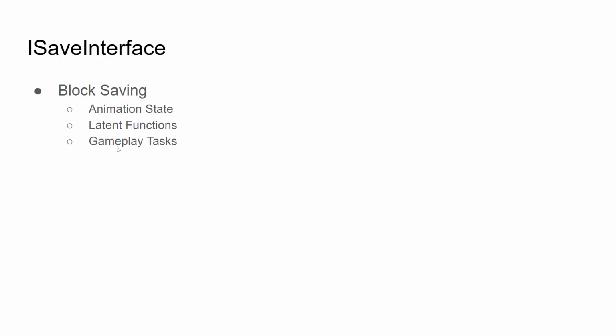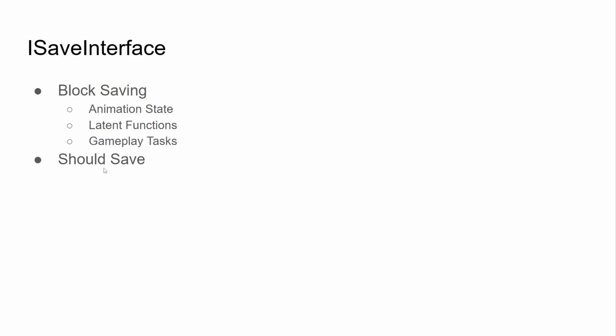Gameplay tasks. I don't really use gameplay tasks in my own project. I mainly use latent functions because they're a lot easier to implement. You don't need to do a whole class. I've used gameplay tasks, of course, in commercial projects, but not on my own projects, for the same reasons that you would somehow need to save the gameplay task object and then try to restore it if you are trying to save during that gameplay task.